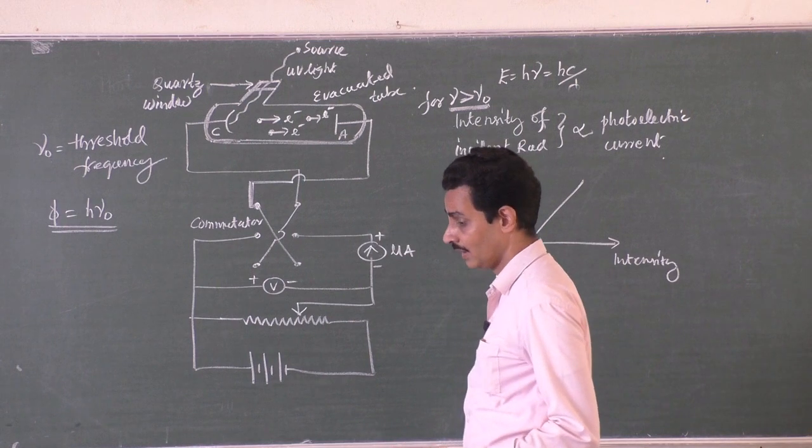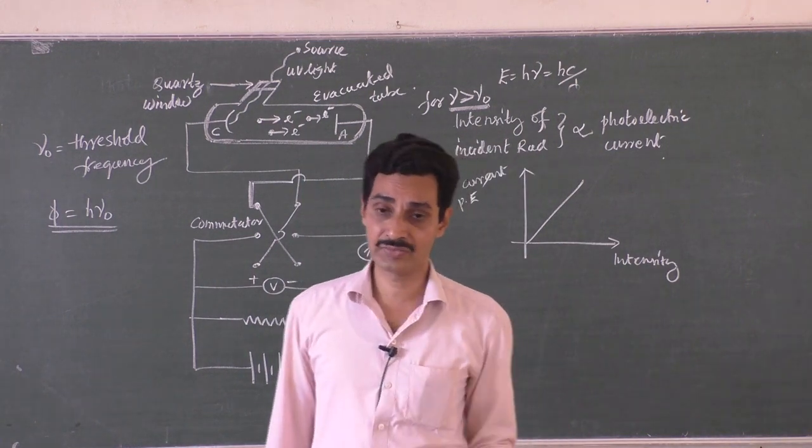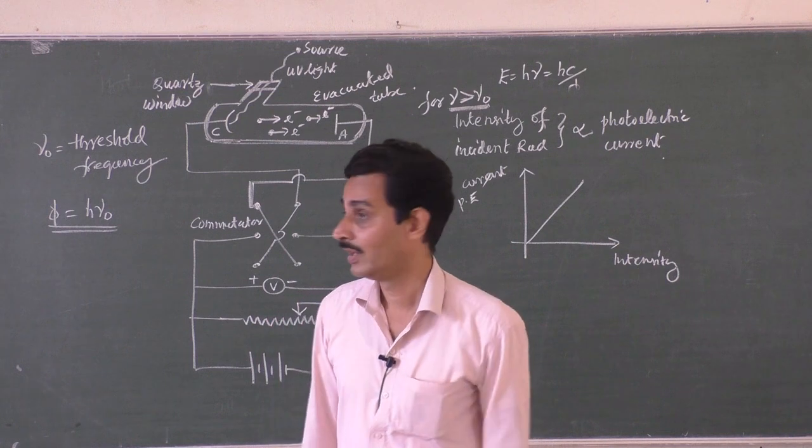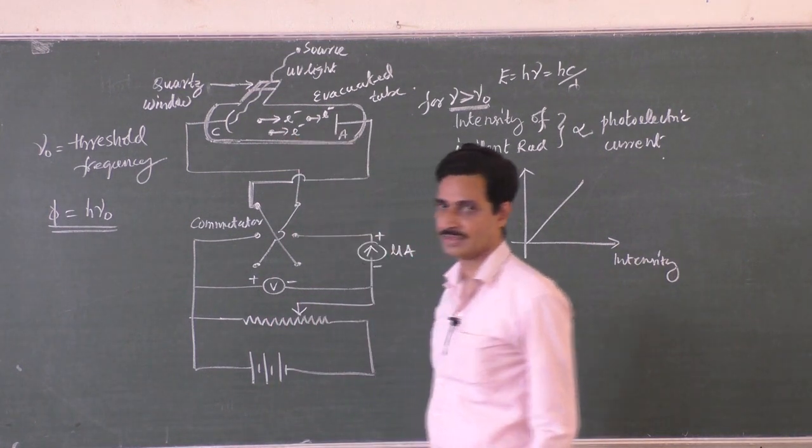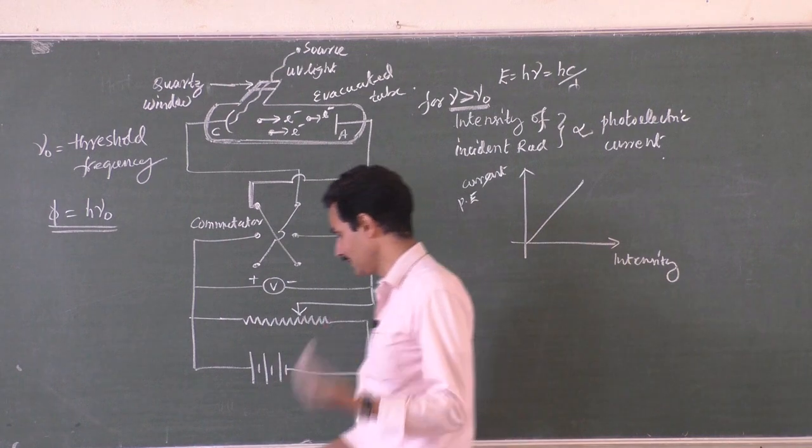And we have the intensity directly proportional to photoelectric current. Now coming to another part of the photoelectrons, kinetic energy. How fast these electrons are moving. For that, what you have to do is interchange.